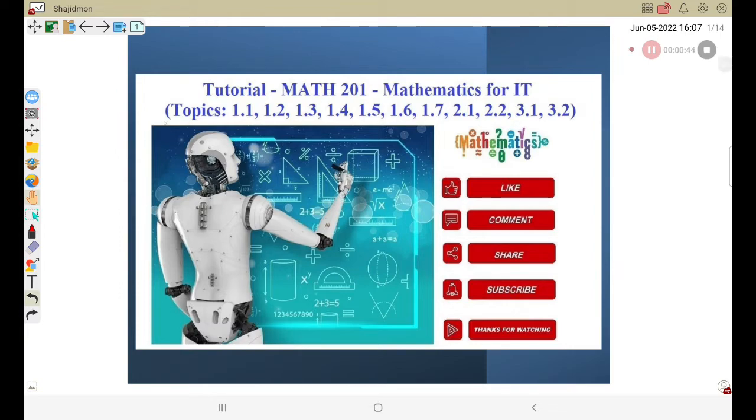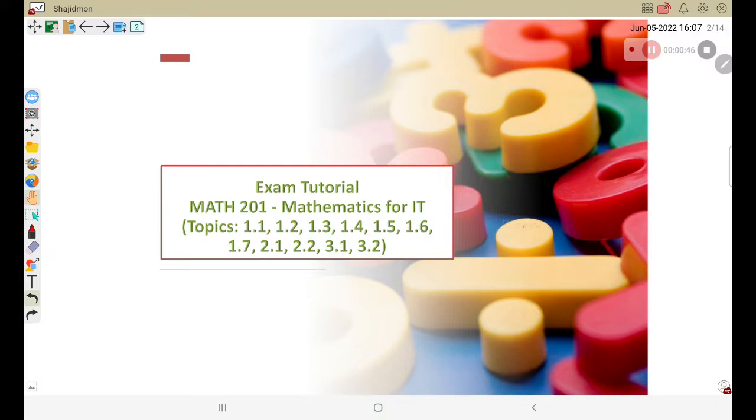Okay, let's start the topic. These are the topics we are discussing in this examination tutorial: 1.1, 1.2, 1.3, 1.4, 1.5, 1.6, 1.7 including, that means the first chapter, 2.1, 2.2 from the second chapter, and 3.1, 3.2 from the third chapter.